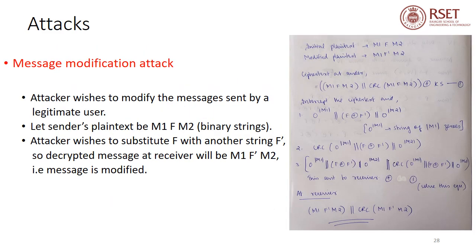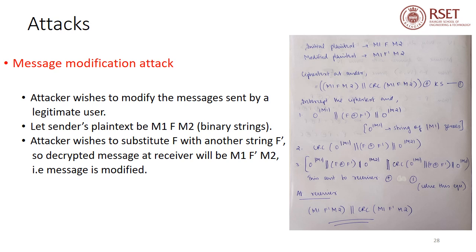The next kind of attack is known as message modification attack. Here, the attacker wishes to modify the messages that are sent by a legitimate user or a wireless station. Suppose, for example, the data that has been sent is represented as M1 F M2, where M1, F and M2 represent some binary strings.